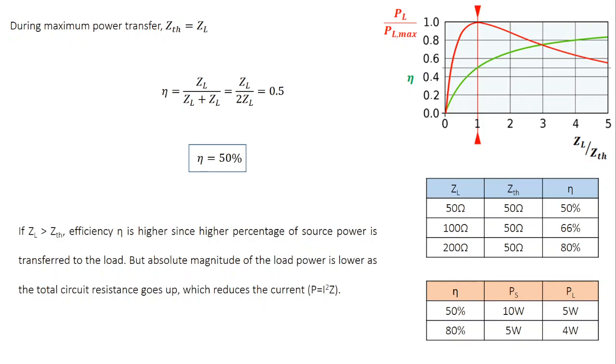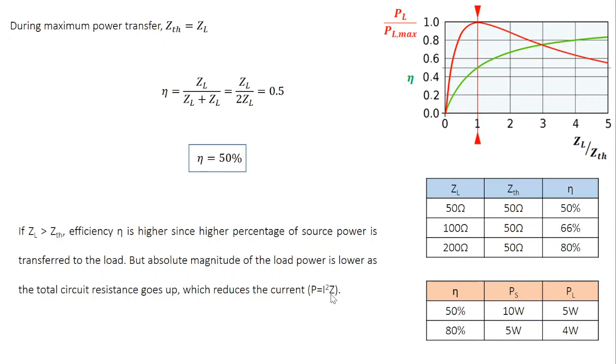So here, as the definition suggests, efficiency is a relative parameter. You always have to specify with respect to what the efficiency is defined. On the other hand, power or output power is an absolute parameter. So as the graph indicates, as ZL is greater than ZTH, the efficiency is going to increase, which only means that a higher percentage of the source power is transferred to the load. But if we look at the absolute magnitude, the load power is decreasing, because as ZL increases, the total circuit resistance or impedance goes up, because the total impedance is ZL plus ZTH. When impedance increases, the current in the circuit is going to decrease, and power is defined as I square Z.